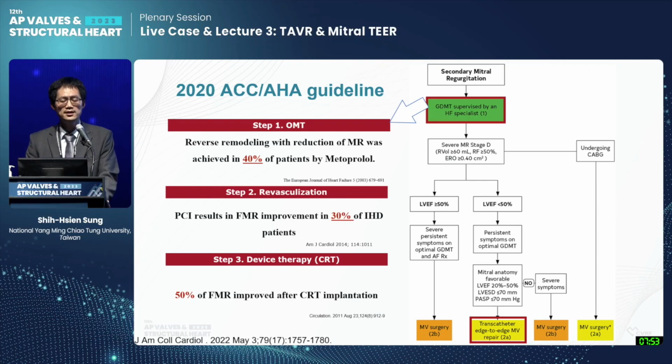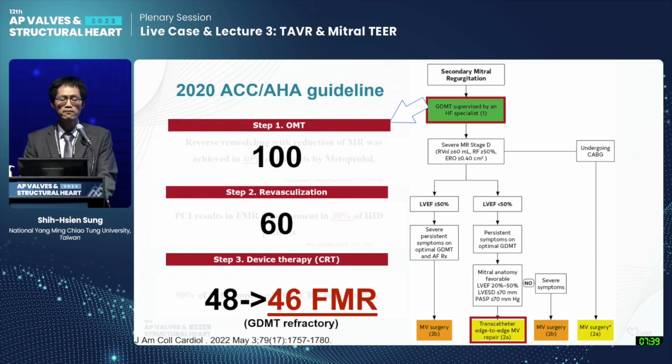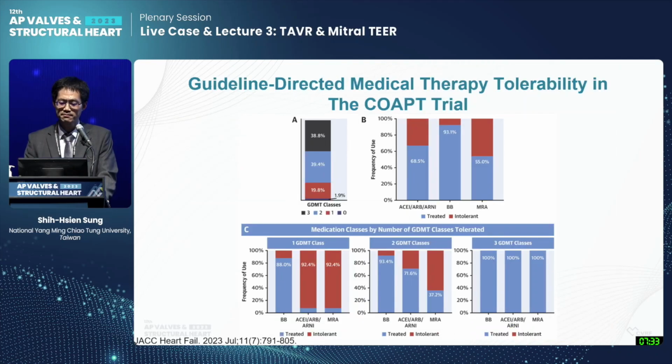According to the published data, significant MR reduction can be achieved in 40% of patients with medication, 30% with revascularization, and 50% with cardiac resynchronization. Even so, we would have more than 40% of patients who are refractory, GDMT-refractory severe functional MR patients.